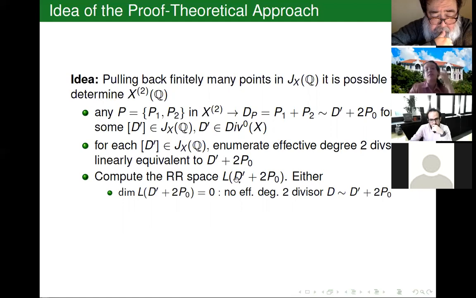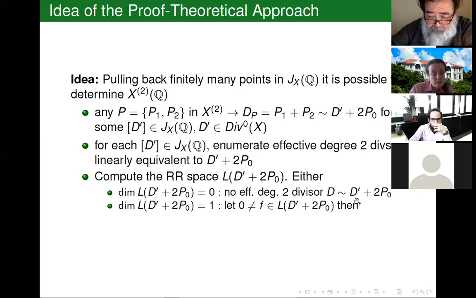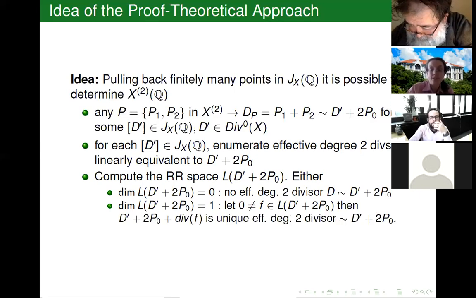Since you are dealing with a non-hyperelliptic curve, you have 2 choices here. Either this Riemann-Roch space has dimension 0, which means there are no effective degree 2 divisors D that are linearly equivalent to this sum, or it has dimension 1, and you find F, which is not 0, in this Riemann-Roch space. And then you get the unique degree 2 divisor that you are looking for by using this F.